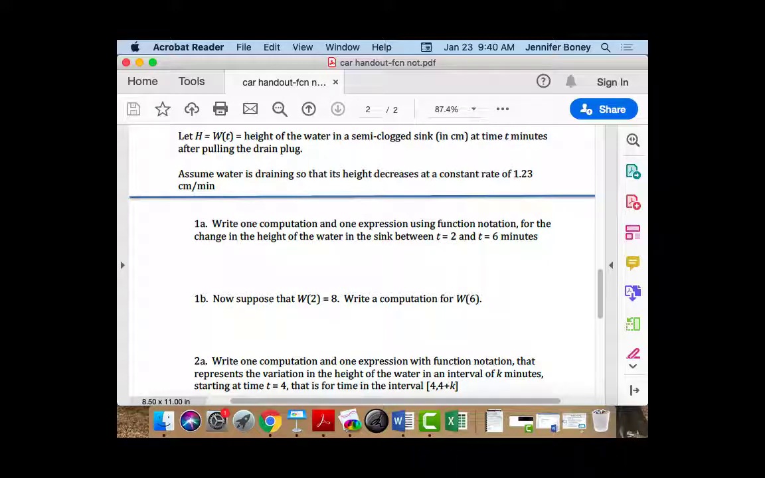The difference between this and the car thing that we did before: the car, we didn't know anything about constant rate of change. This one we do. So that's why there's more ways we can write this.